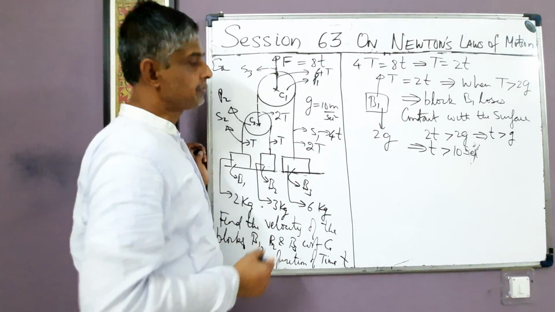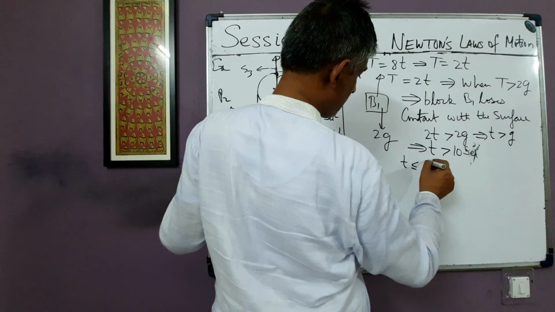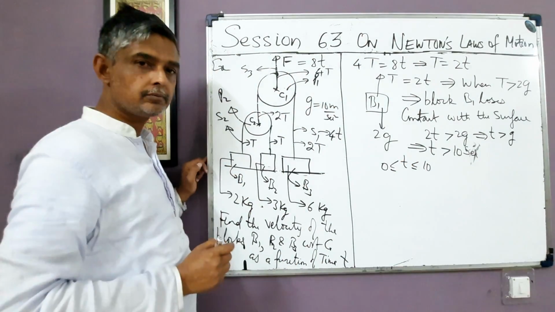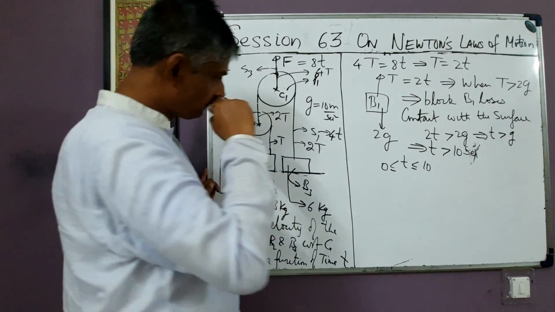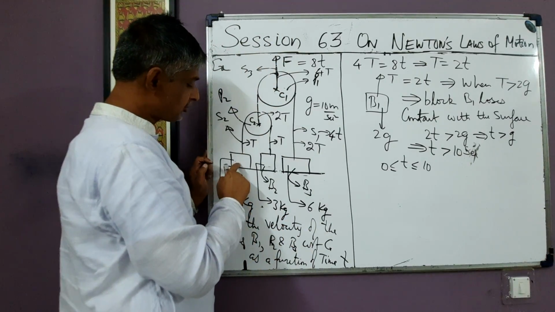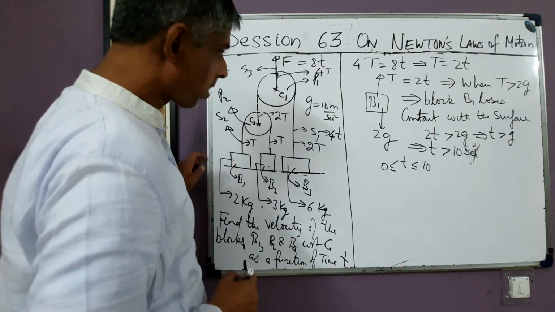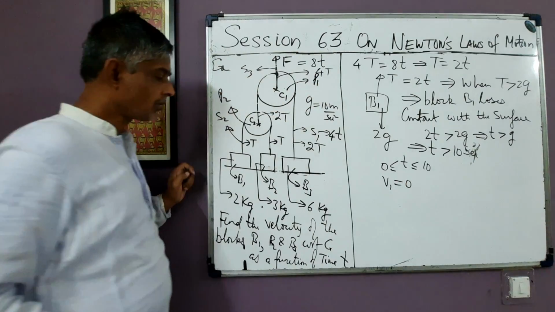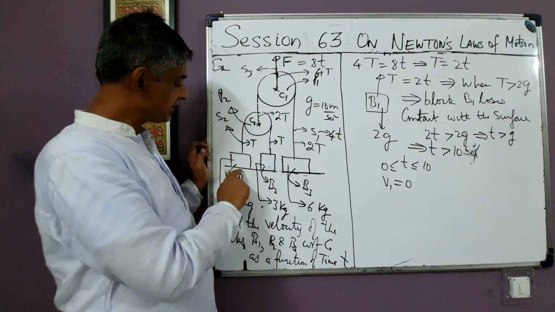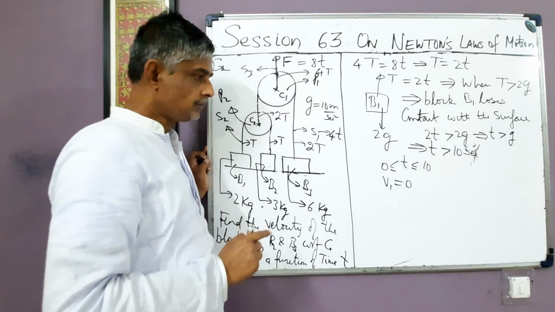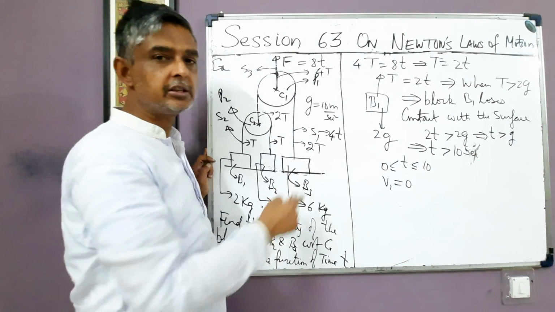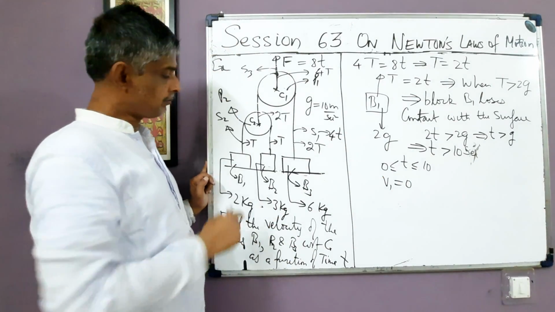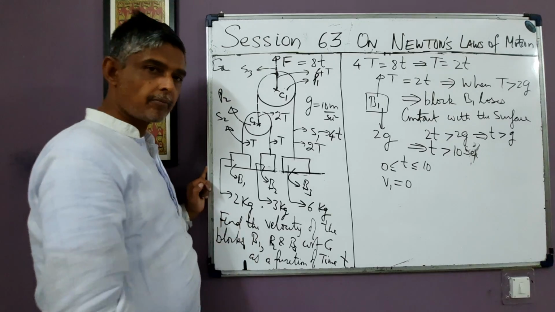Okay. And what if t is less than 10, more than 0? In this time interval, block B1 stays in contact with the ground. Okay. So now we have to find the velocity of block B1 as a function of time. In the interval 0 to 10, velocity of block B1 with respect to ground is 0, because in 0 to 10 seconds, the block B1 is in contact with the surface and is at rest. So speed of block B1 is 0 till the time instant t equal to 10 seconds. When t exceeds 10 seconds, this block B1 begins to move up, because then tension force exceeds its downward weight 2g.